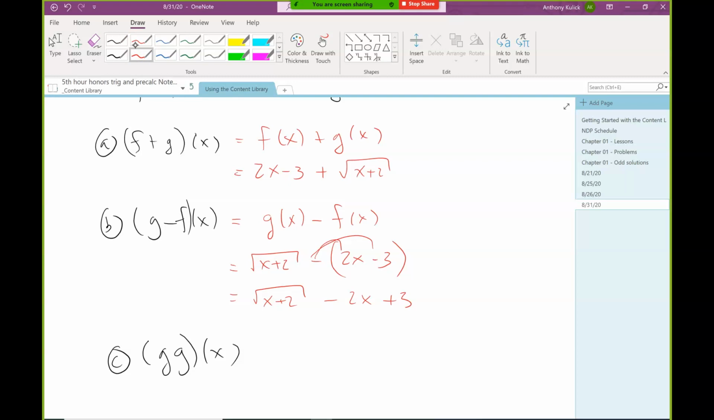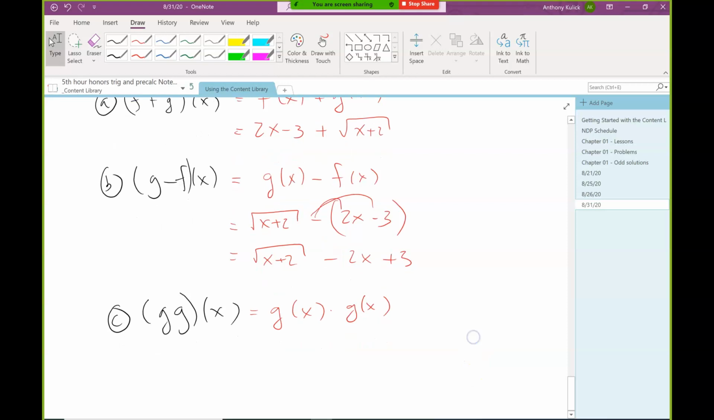All right, so what if we have g times g of x? Again, I know that's the same thing as g of x times g of x. So that's the square root of x plus 2 times the square root of x plus 2. And what do I get when I multiply those together?